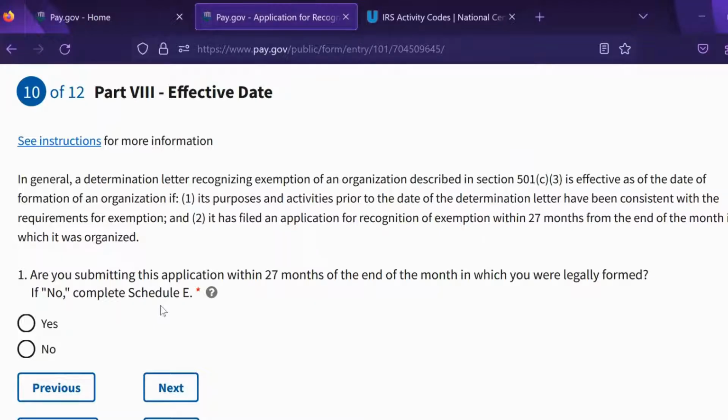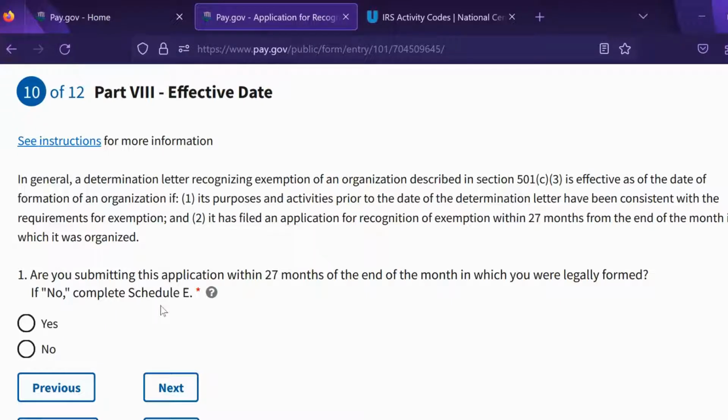Question 10, Part 8, effective date. In general, a determination letter recognizing exemption of an organization described in Section 501(c)(3) is effective as of the date of formation of an organization if, 1, its purpose and activities prior to the date of the determination letter have been consistent with the requirements for exemption, and 2, it has filed an application for recognition of exemption within 27 months from the end of the month in which it was organized.